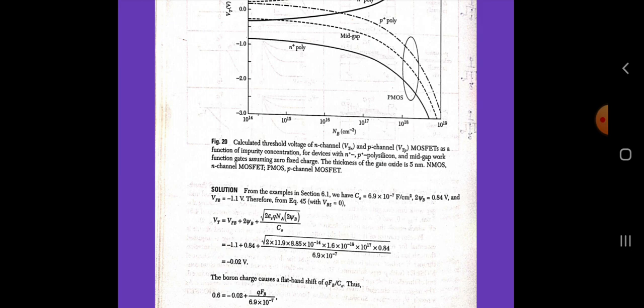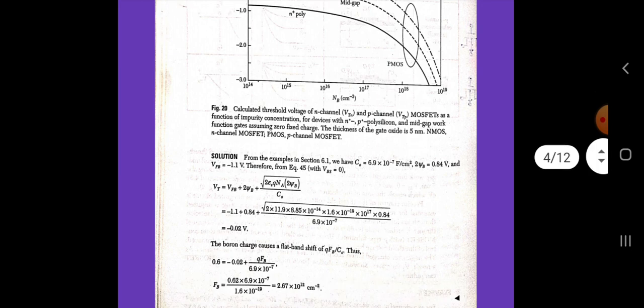The boron charge causes a flat band shift of Q_FP divided by C_0. Thus, 0.6 is equal to 0.02 plus Q_FP divided by 6.9 into 10^-7. Q_FP is equal to 0.62 into 6.9 into 10^-7 divided by 1.6 into 10^-19. This is equal to 2.67 into 10^12 per centimeter square. We can also control V_T by varying the oxide thickness.